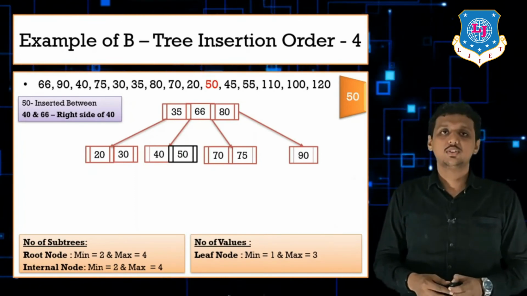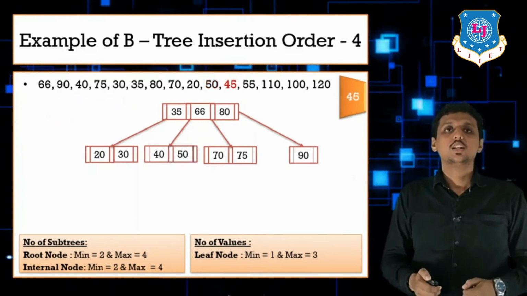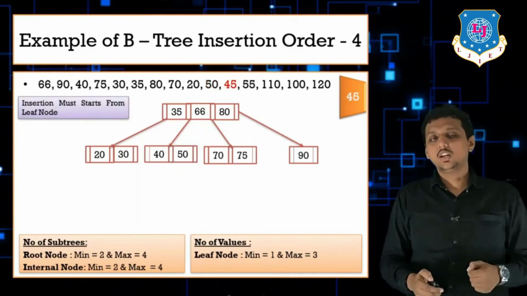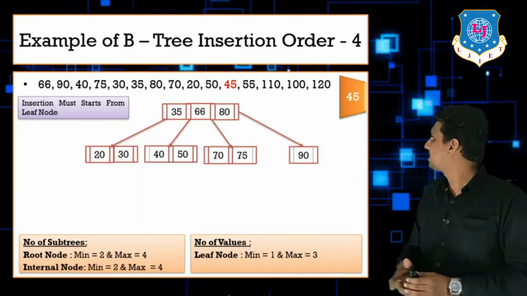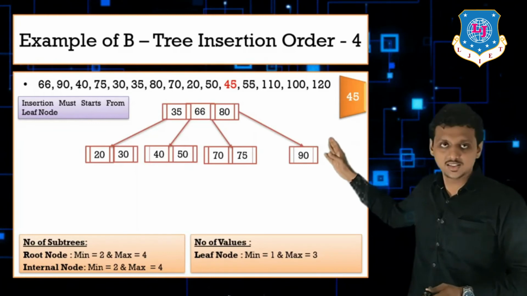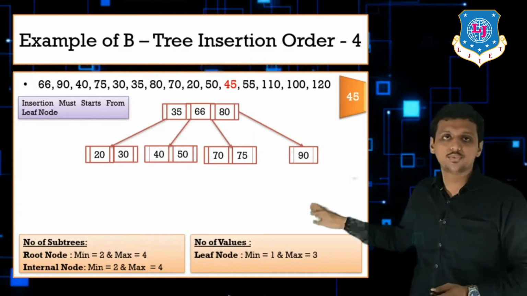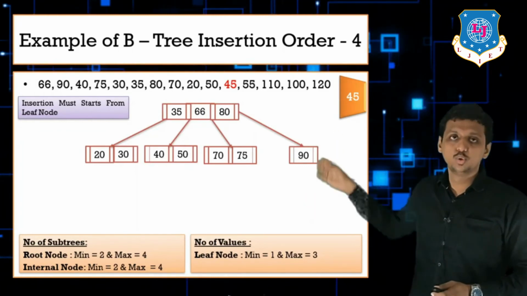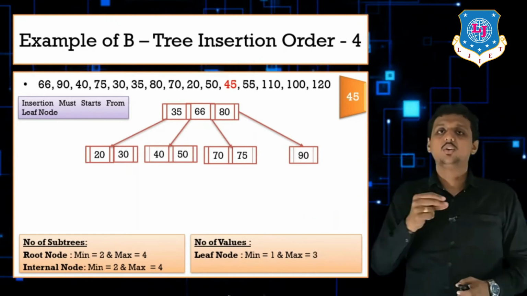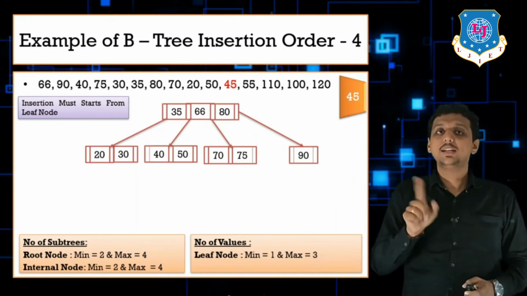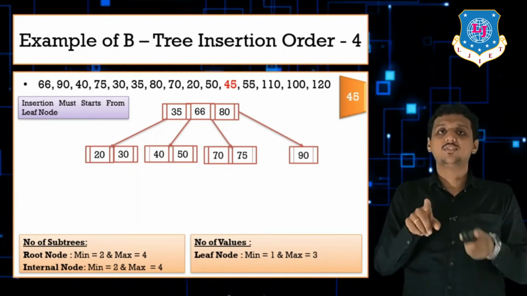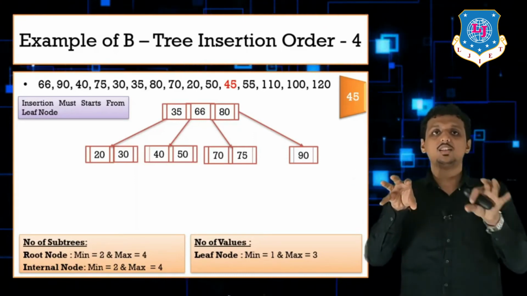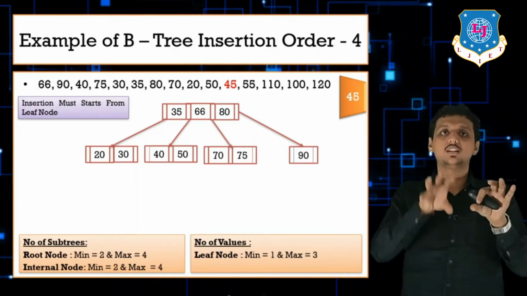Now the next value we have is 45. So students, tell me, next we have 45. Again 45 is greater than 35 and less than 66. You need to move towards the leaf node 40, 50. Now tell me, 45 can be inserted in between 40 and 50. This is 40, this is 50, and 45 can be inserted over here.